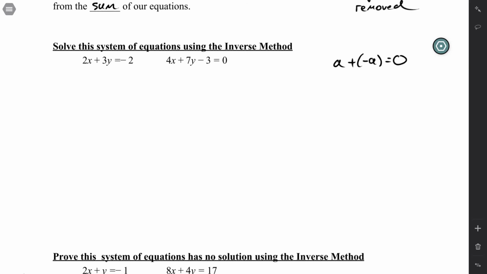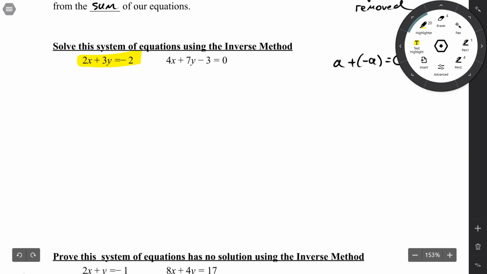So what I'm going to do to this left-hand equation, this one here, is I'm going to multiply everything by negative 2. So I'll get negative 4x minus 6y equals positive 4. The tricky thing with the inverse method is that your negatives can get lost, so I find it's very helpful for me, not to say it out loud necessarily, but just to go through every step methodically in my head.